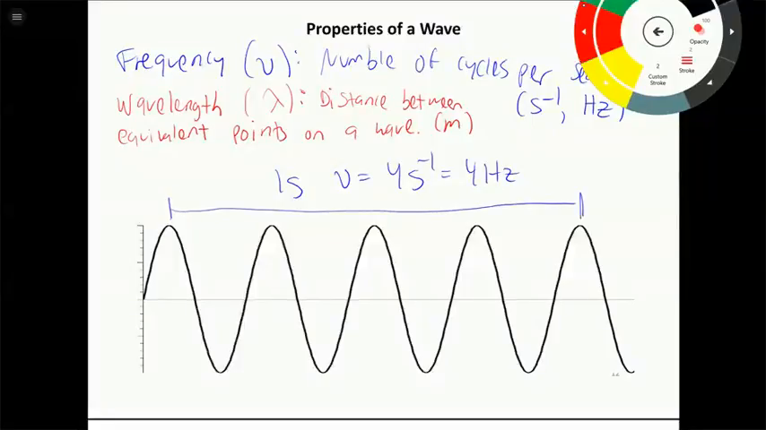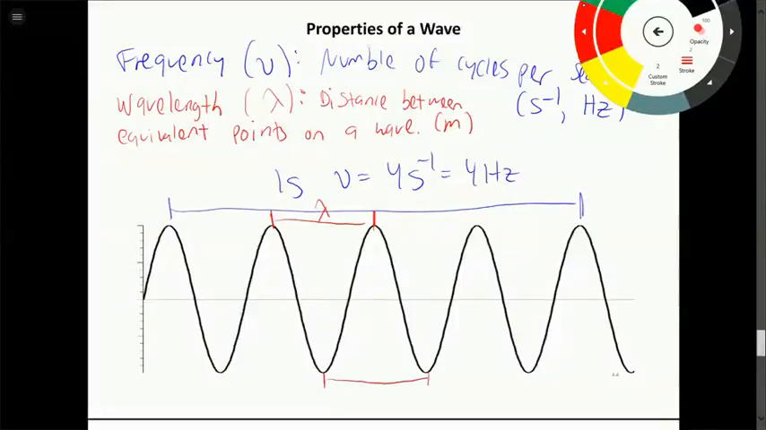Now let's imagine that this horizontal axis is a length scale instead of a time. And so you take the top of one wave and you measure the distance to the top of the next wave. That's one way to define lambda. Or you could take the bottom of one wave, measure the distance to the bottom of the next wave. That's also the same distance, lambda.